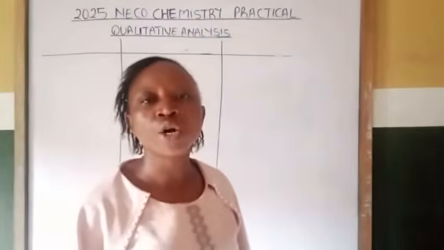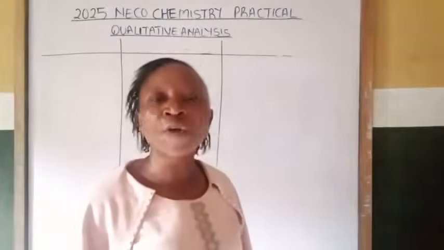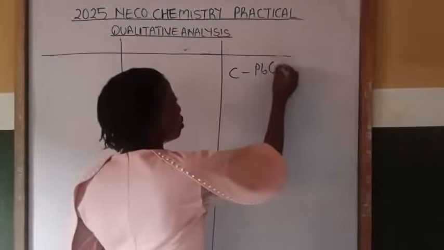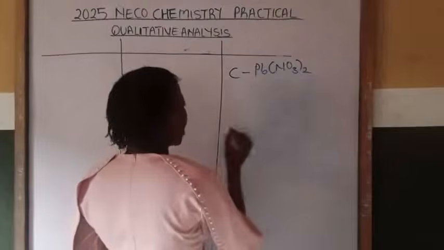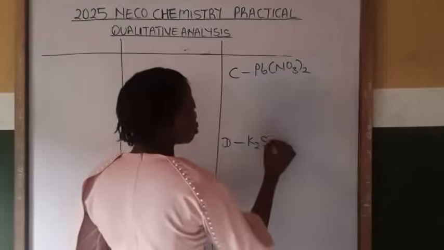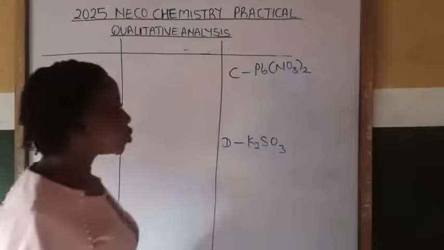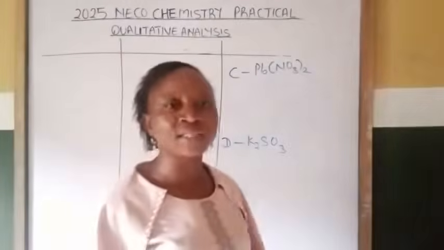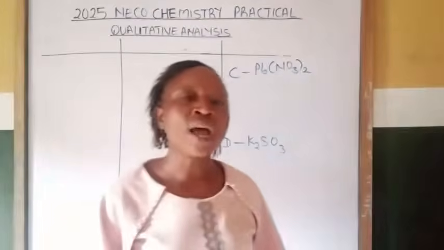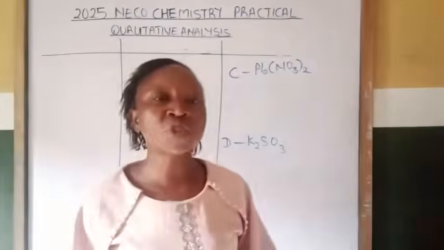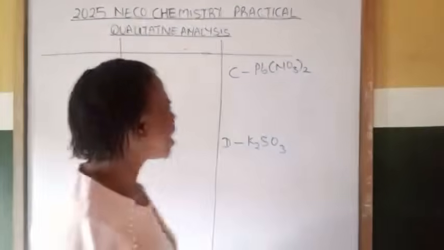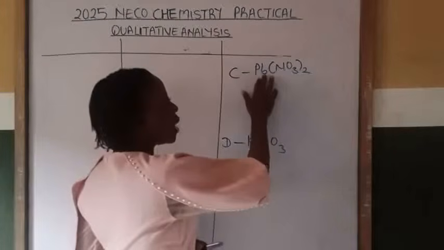So let's get started. You'll be provided with two samples. The first sample will be labeled C, and your C is lead nitrate. Then the second sample will be labeled D. Your D is potassium trioxosulfate(IV). We should not forget that qualitative analysis is about tests for cations, tests for anions, the flame test, tests for individual gases, the appearance of the sample, and the solubility of the sample. So now let's start with solubility and the appearance of this sample.